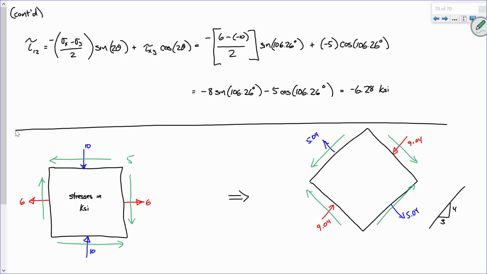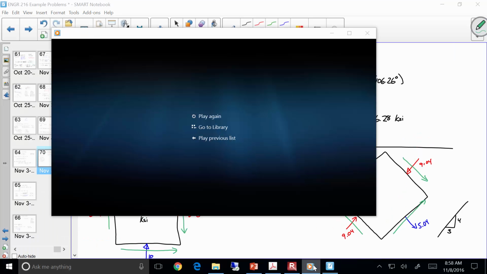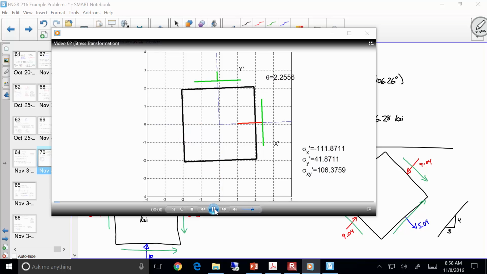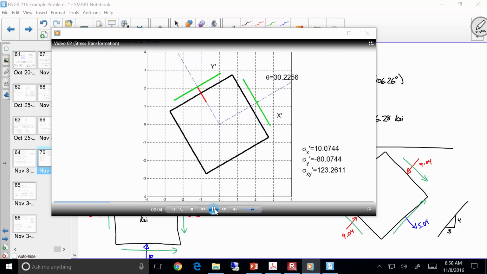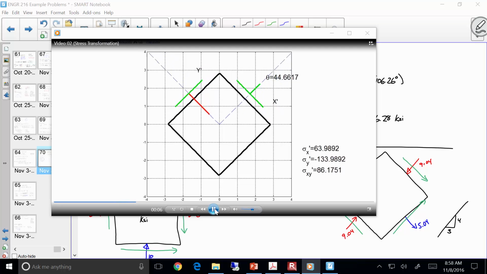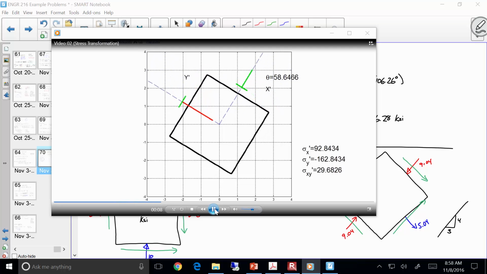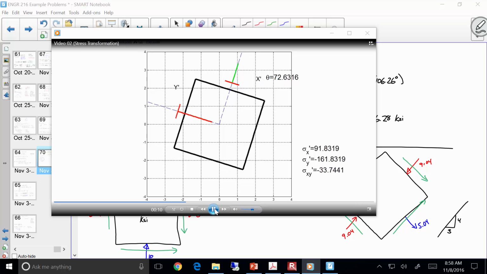And that came out to be 6.28. Does that make sense? Everybody okay with that? All right, and again, if that's still a little difficult to see, it goes back to this. Remember, as I rotate that stress block and I look at a different rotation, those stresses are changing, right? Make sense?